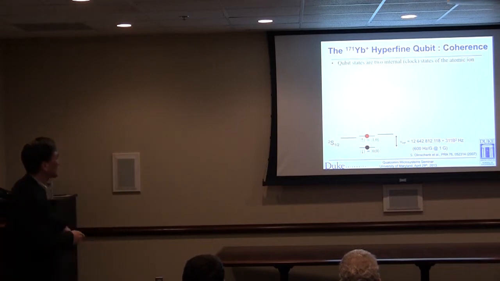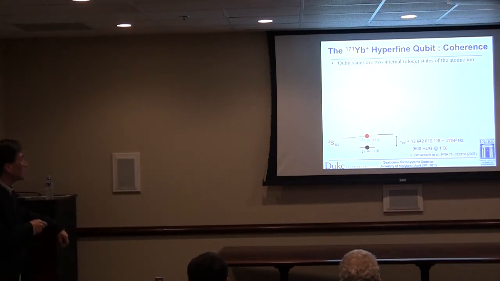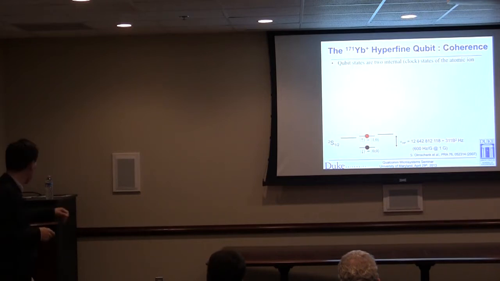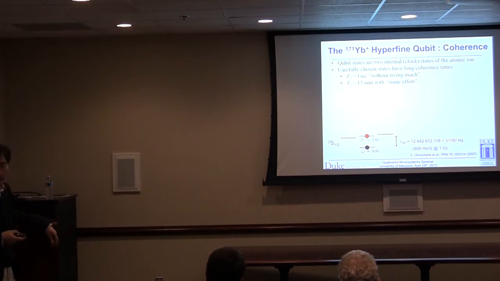So here, it's basically an atomic system. You strip an electron out of a ytterbium atom, and now it has a charge. And now you can use some advanced techniques, which I'll come back to later, to trap them in free space. And then you can use the 2 hyperfine ground states as the qubit states. This actually has good coherence times, meaning without trying much, you get on the order of a second coherence time.